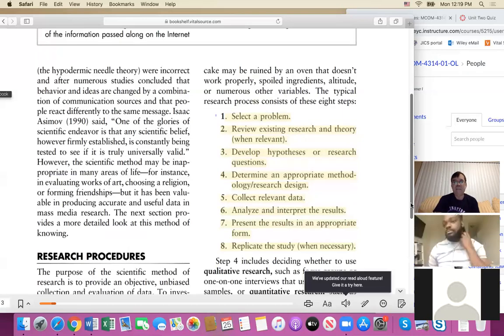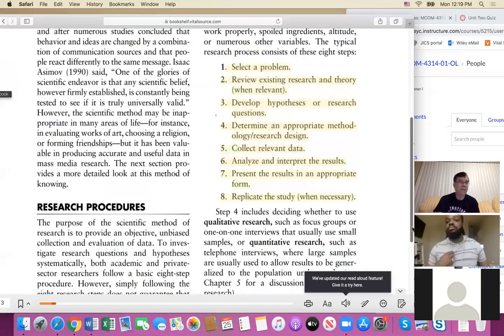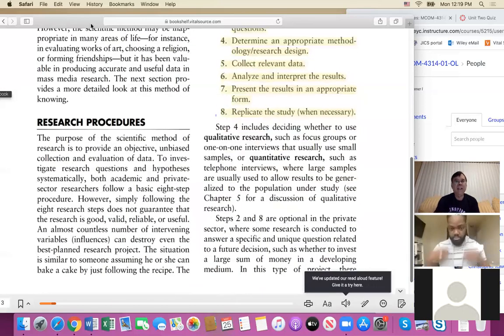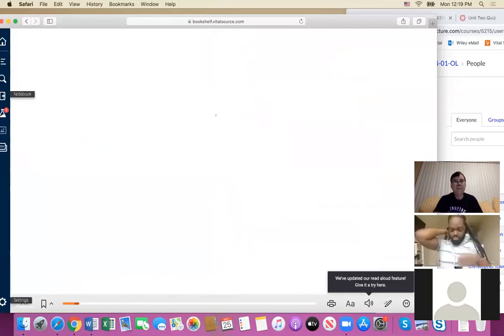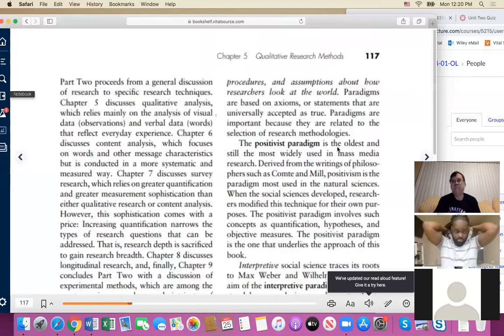Normal science and paradigms, now we got to go to page 117. So I'm going to go ahead and go right here. And I'm going to type in 117, return, and cross my fingers here. I hope that this works. Incidentally, come on. Yeah, it's there.